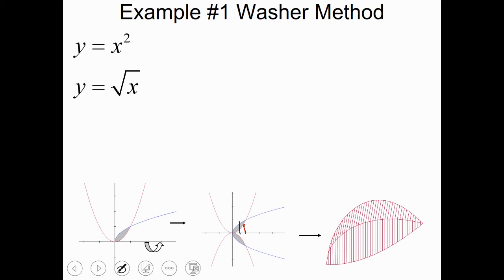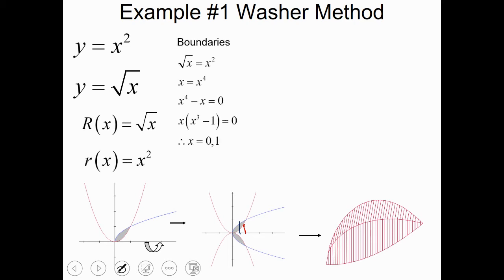So my boundaries for this one, you can find by either setting the functions equal to each other or using your calculator. Here's what it looks like when you set them equal to each other. My boundaries are 0 and 1. Big radius is the square root of x function. Small radius is the x squared function.